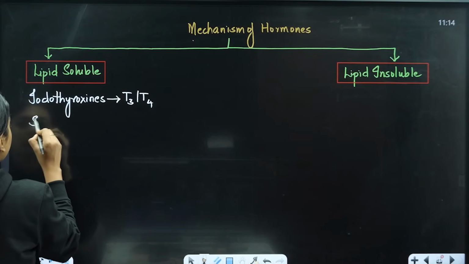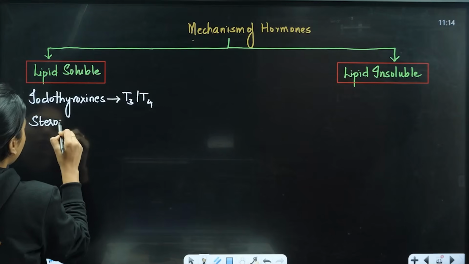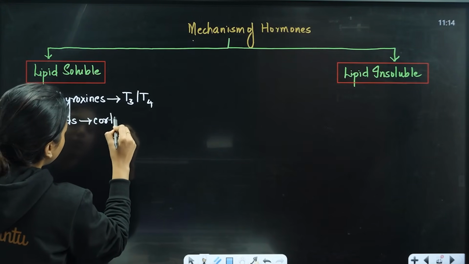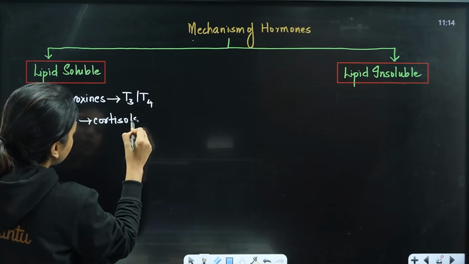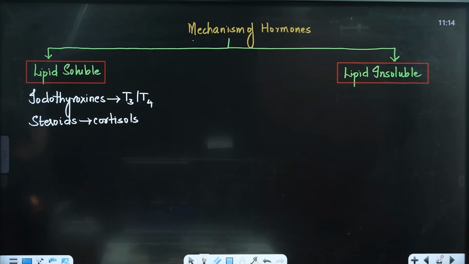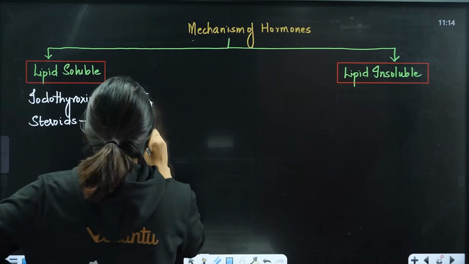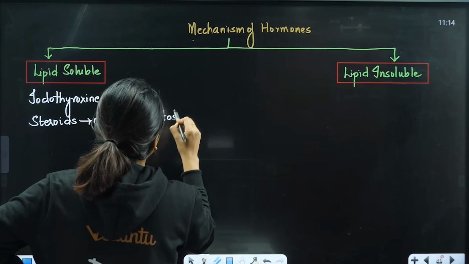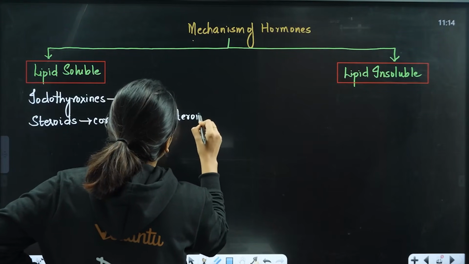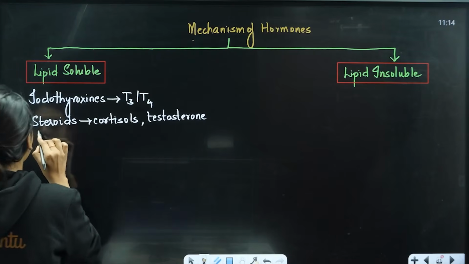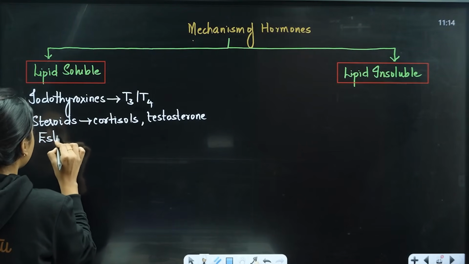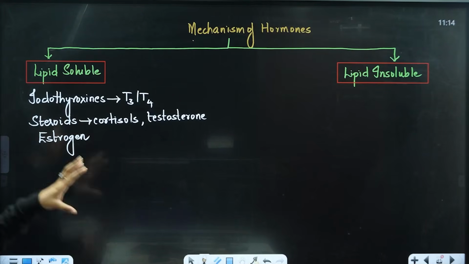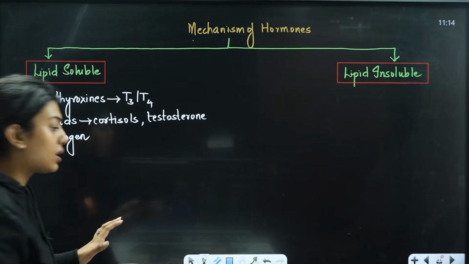And then our steroids: cortisol, androgens, everything will come here, testosterone, estrogen, all will come here. So, this one can directly enter inside. So, how will it happen, students?